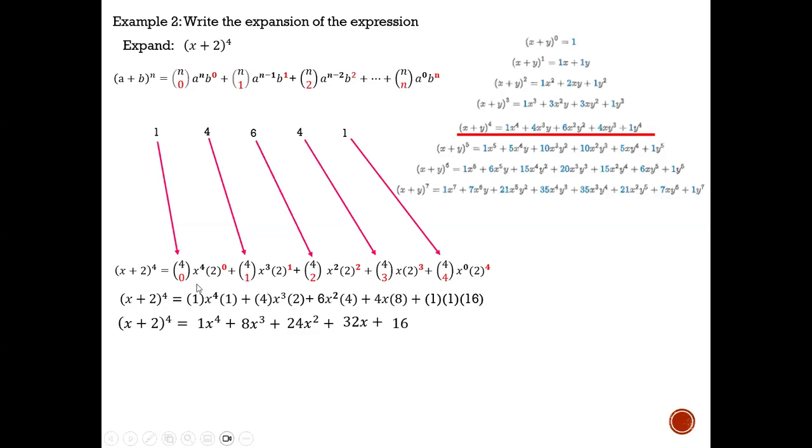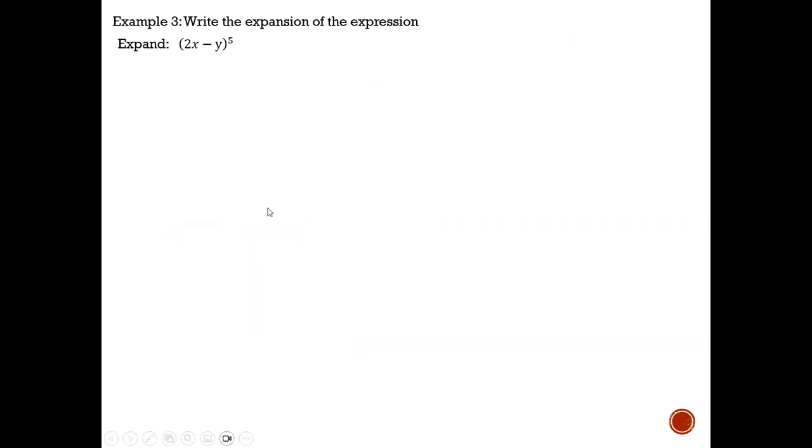So I plugged everything into the formula, evaluated everything so that I was able to get each of my terms simplified, and that would be the expansion there. X plus 2 to the fourth gives you x to the fourth plus 8x to the third plus 24x squared plus 32x plus 16. Okay, let's do another one.